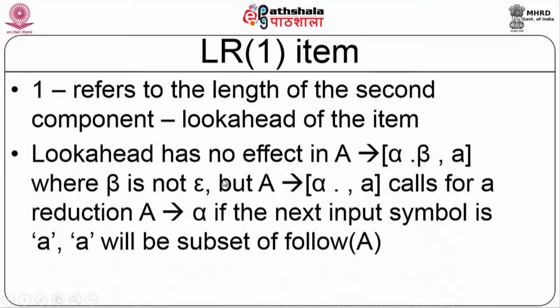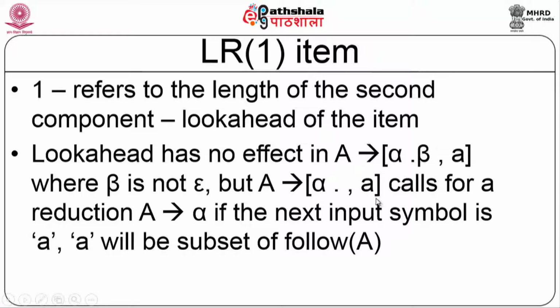Lookahead has no effect in a production of the form A produces alpha dot beta comma a, where beta is not epsilon. But if we have A produces alpha dot comma a, this calls for a reduction by A produces alpha, and this will be done at the intersection of a and that item number, as against the follow of A. Now, if I have some beta present here, then this a is not a big botheration.